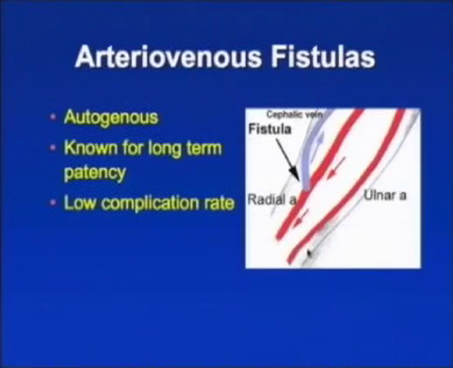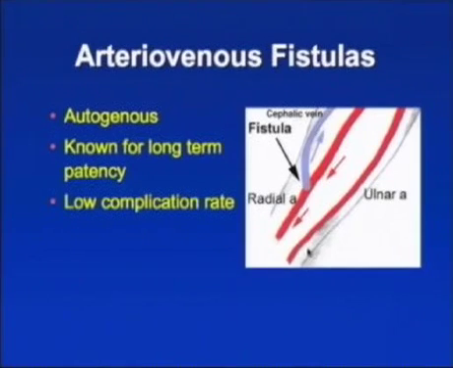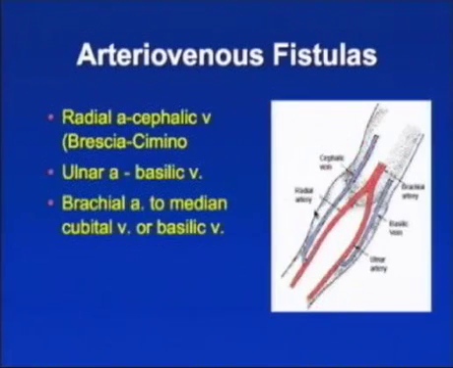The advantage of these arteriovenous fistulas is that they are autogenous, and they're known for their long-term patency. They also have a very low complication rate compared to synthetic graft material. One of the more common fistulas is created from the radial artery to the cephalic vein. This is called the Brescia-Cimino fistula. These fistulas can also be created from the ulnar artery to the basilic vein. Another common site is the brachial artery to the median cubital vein or to the basilic vein. Again, these are direct communications between the artery and the vein.